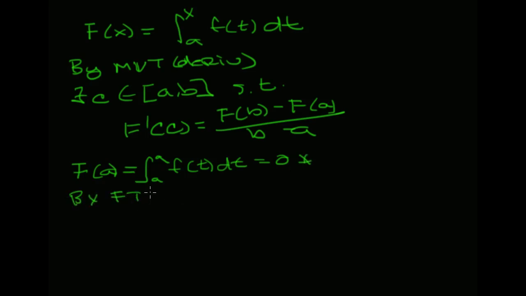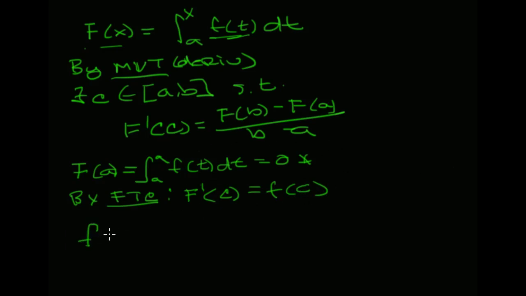Okay, so this is an important fact we're going to use in a minute. By the fundamental theorem of calculus, we get that big F prime of C is little f of C, because big F has to be the antiderivative of little f. So if you take the derivative of big F, we get little f. That's FTC. So let's combine this together.